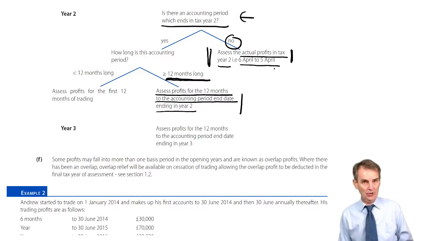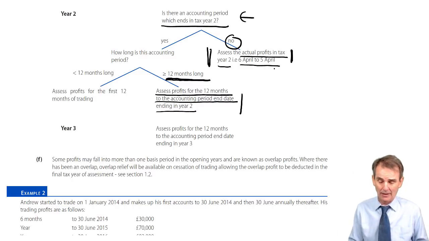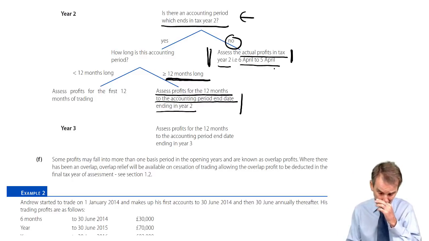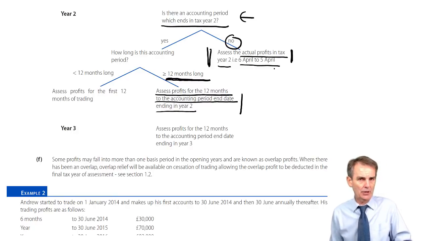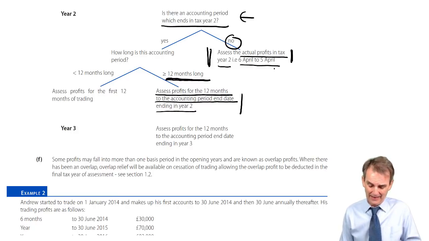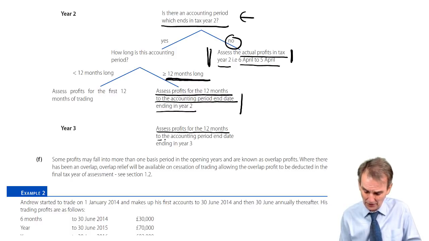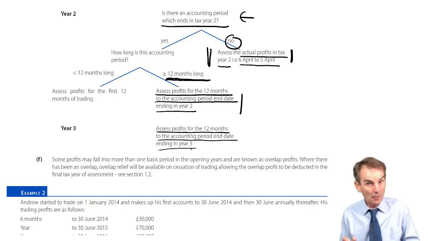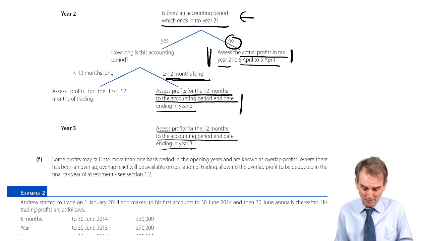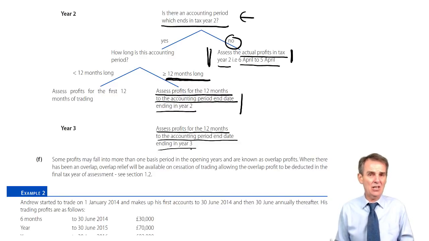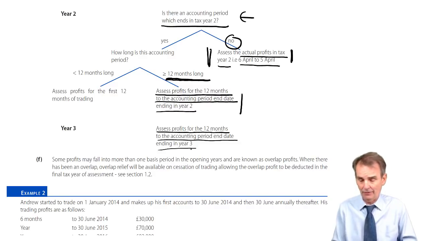You'll then come to the third year. Up until now, at least in the third year, you've been able to use a current year basis. What will now happen is in that third year, we assess the profits for the 12 months to the accounting period end date ending in year 3. Up until now, the accounting period has been an accounting year. So the 12 months is a full year end and therefore it's CYB.